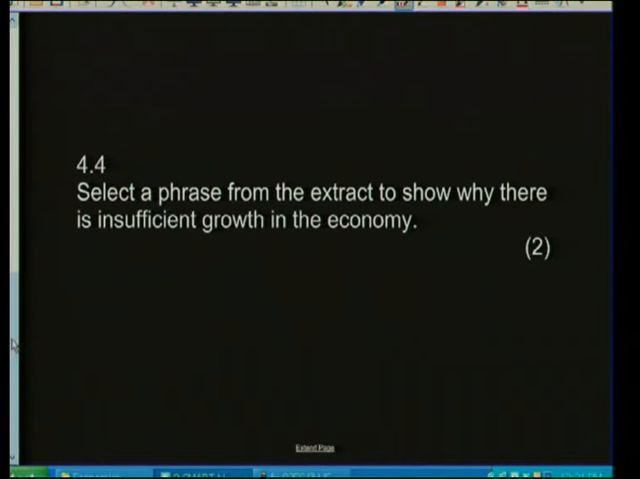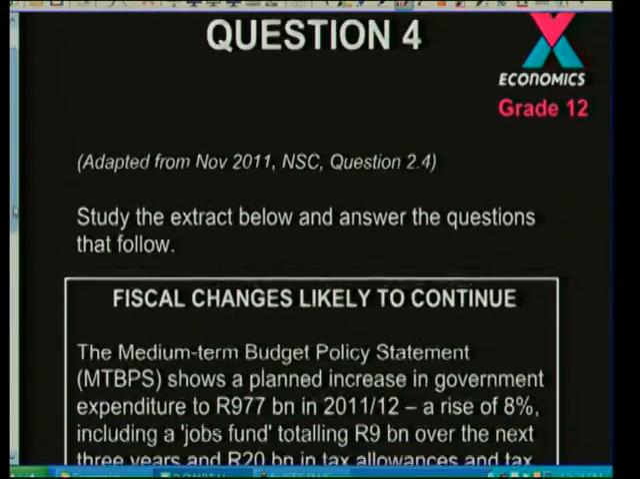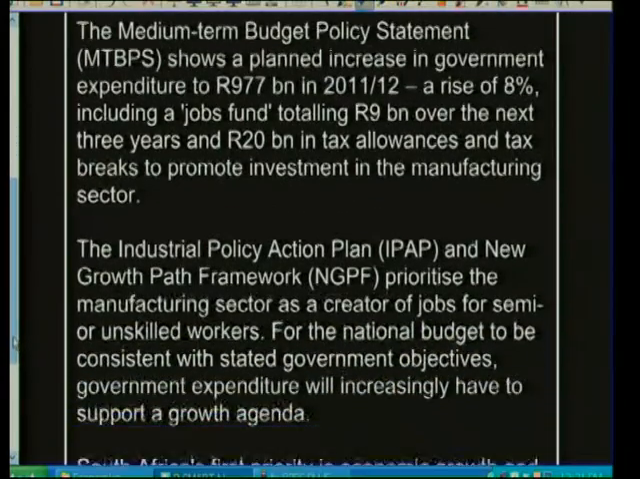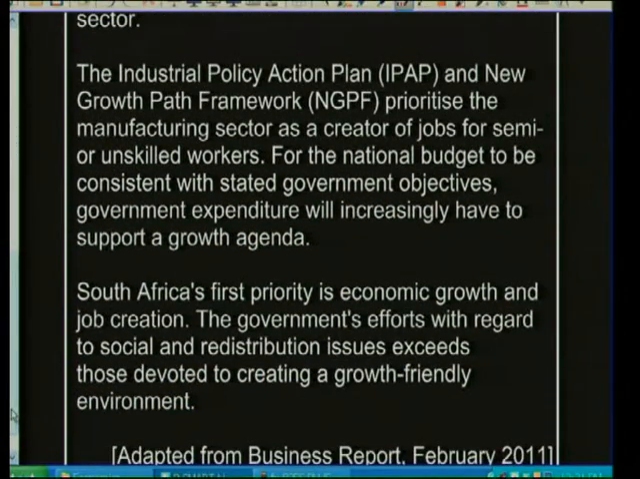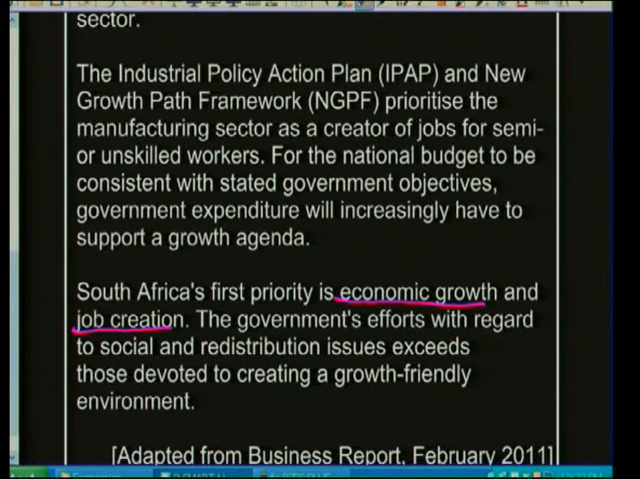We now move on to question 4.4. Select a phrase from the extract to show why there is insufficient growth in the economy. For this, I want to go back to the passage at the start of question 4, and I found the answer right in the last paragraph. South Africa's first priority is economic growth and job creation. So this is what we are achieving or trying to achieve. We are trying to achieve economic growth and job creation. The government's efforts with regard to social and redistribution issues exceeds those devoted to creating a growth-friendly environment. So at this stage, they are not doing enough to encourage economic growth and job creation. So you will look at the second sentence in this paragraph, starting there, ending there.